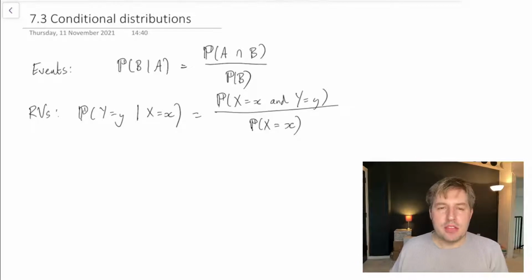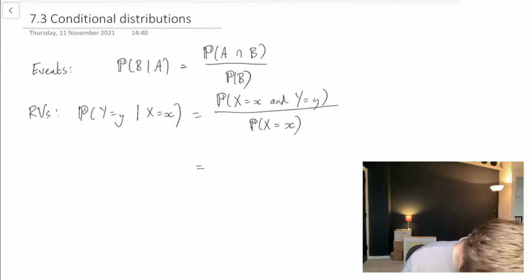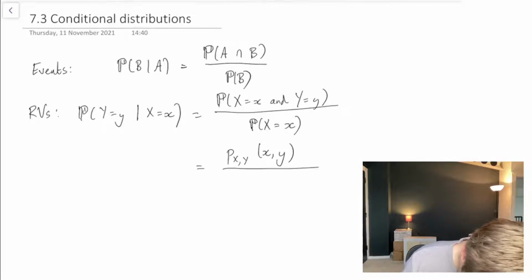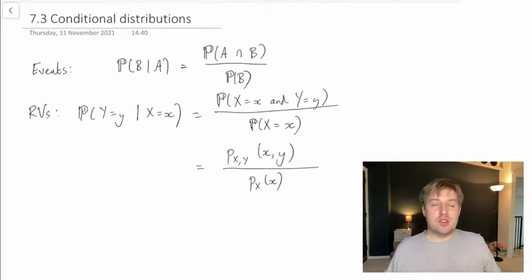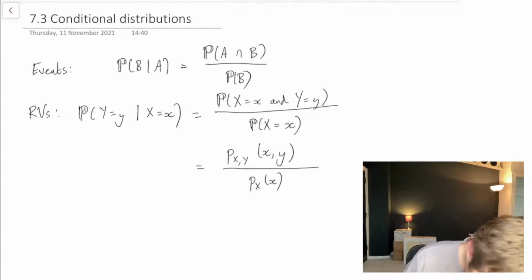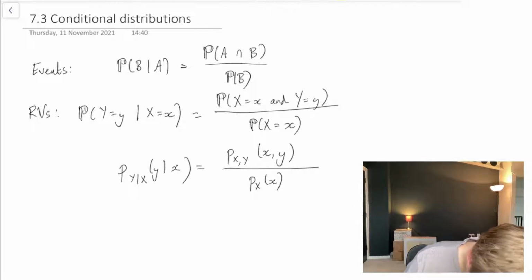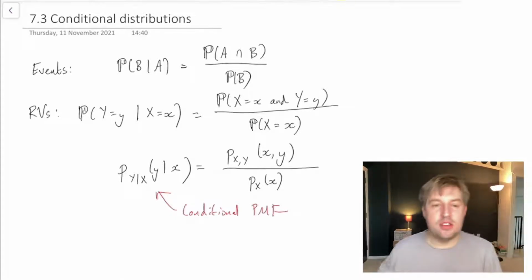Now, those things on the right-hand side of the equal sign, we can write in terms of joint and marginal distributions again. On the top, we have the joint distribution, p_XY, and on the bottom, we've got the marginal p_X of x. So it seems natural that the thing on the left we should call the conditional distribution, or the conditional probability mass function. We ought to call that p_{Y|X}, y given x. And that is the definition of the conditional probability mass function.